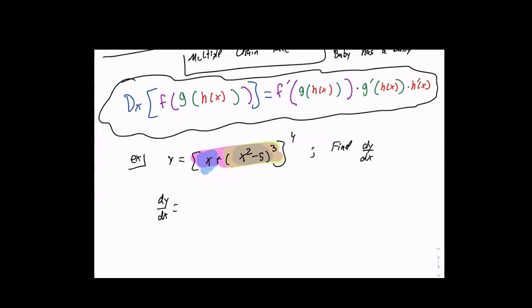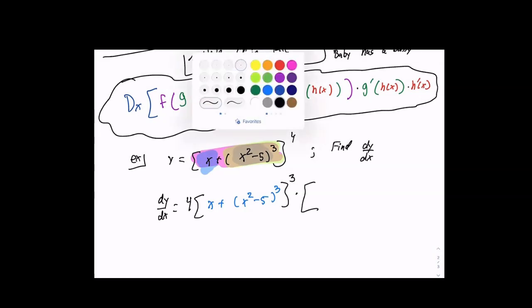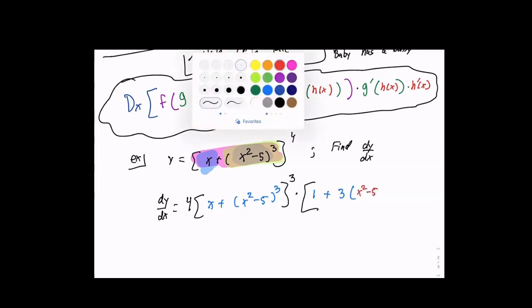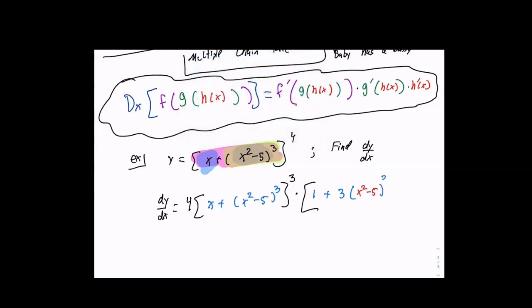So the 4 comes all the way in front. I keep the baby exactly as it is inside: x plus parentheses x squared minus 5 close parentheses cubed. I subtract the power by 1. That gives me 3, times the derivative of the inside, which is 1 plus 3 parentheses. I keep everything exactly as it is on the inside, x squared minus 5, close parentheses to the second power.